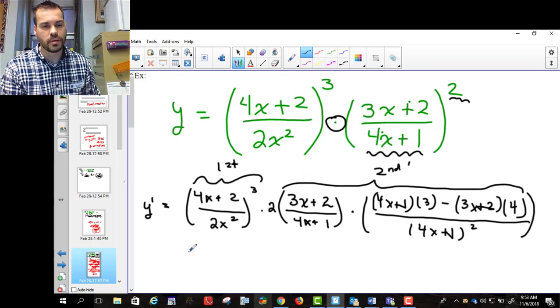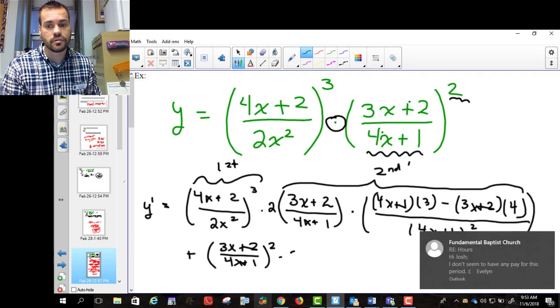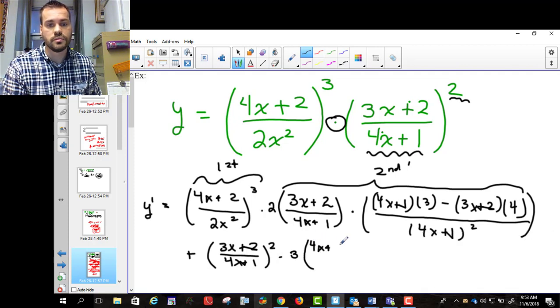And then we're going to go plus the second function, which is 3x plus 2 over 4x plus 1 squared, multiplied by the derivative of this guy now. So we're going to do the power first. 3 times 4x plus 2 divided by 2x squared, squared. We do the power, then we do the quotient rule.